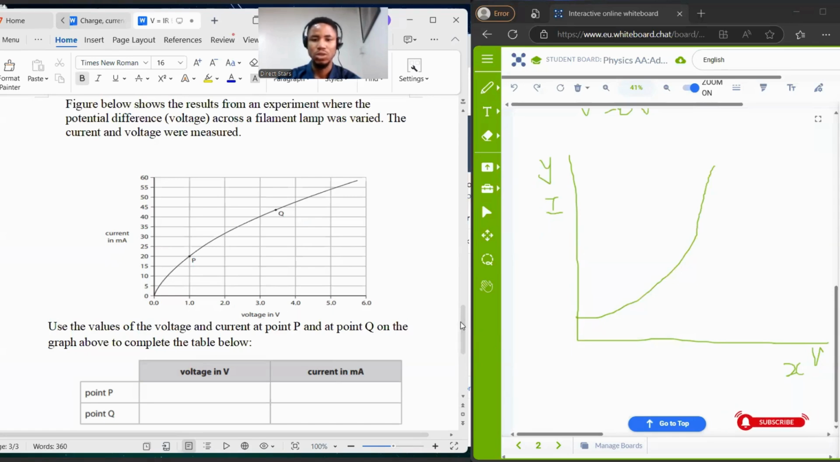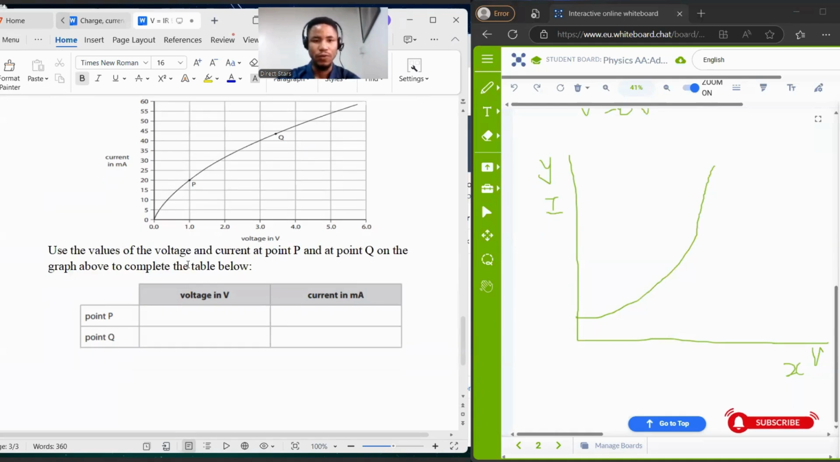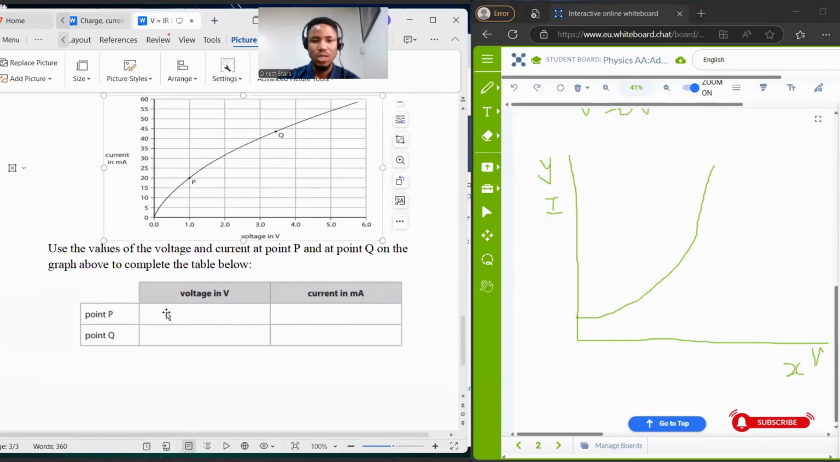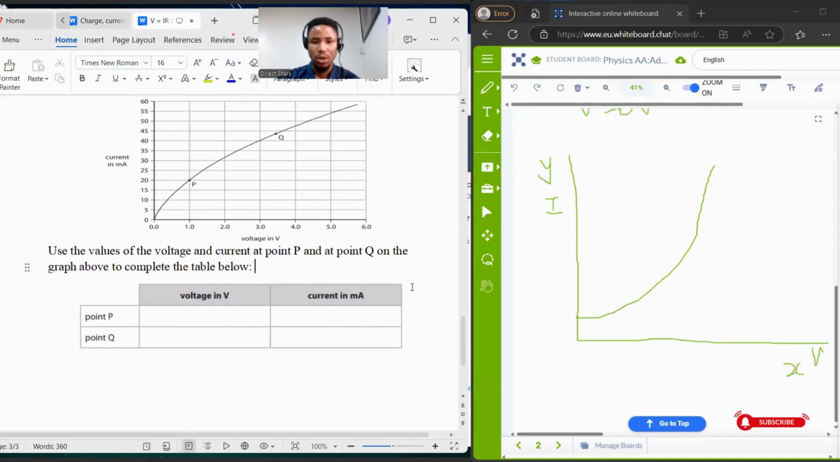Now let's solve this question. Use the values of the voltage and current at points P and Q on the graph above to complete the table. At point P, what is the voltage? Remember, if you are looking for the voltage, the voltage is on the x-axis. At point P, the voltage is 1.0 volts. Now, what will be the current at point P? The current will be 20 milliamps.